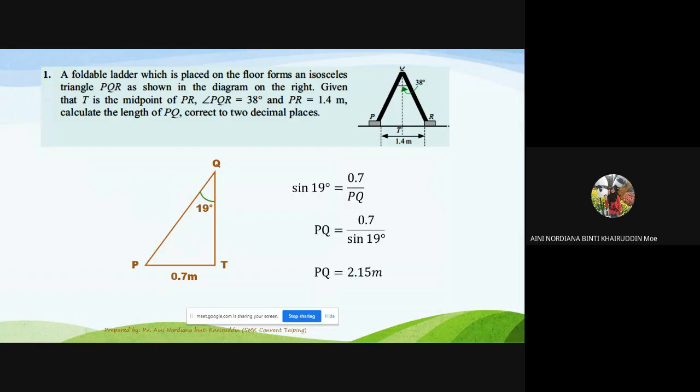Okay, so we discuss Exercise 5.1i first. Question number 1 we already did, right? I already showed you the working start, right? Yes, teacher. Okay, so this is the answer. The length of PQ is 2.15 meters.